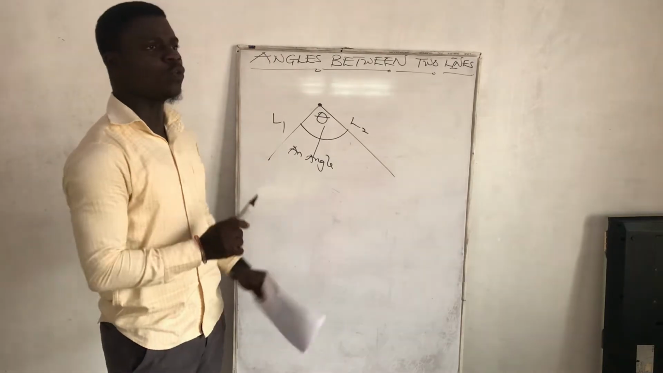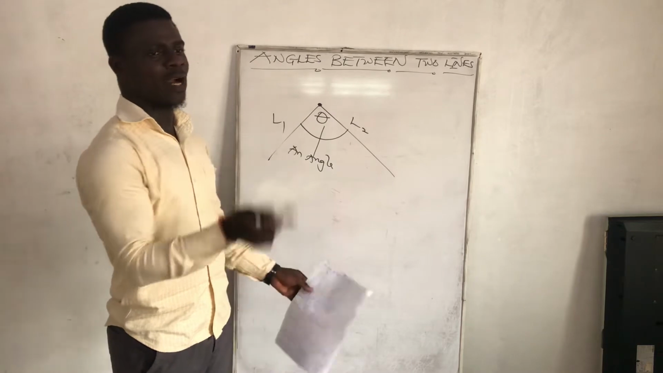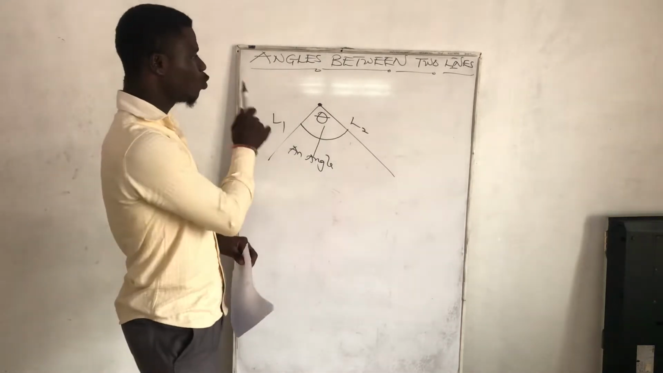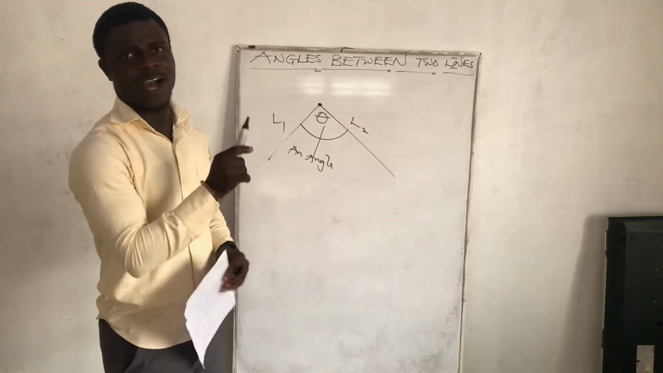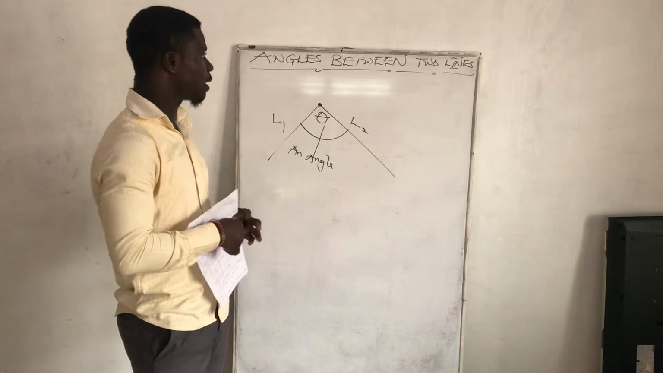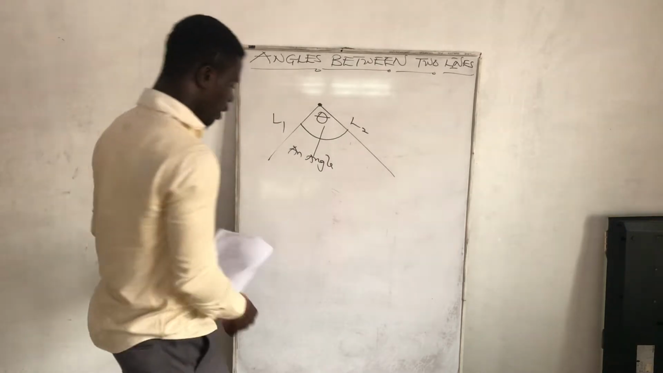They can tell you to find the angle between, let's say, line L1 and L2 or L3. How best can you solve this when they give you that? Find the angle between these two lines. So that's what we'll be treating here. Angles between two lines. Now, let's proceed.